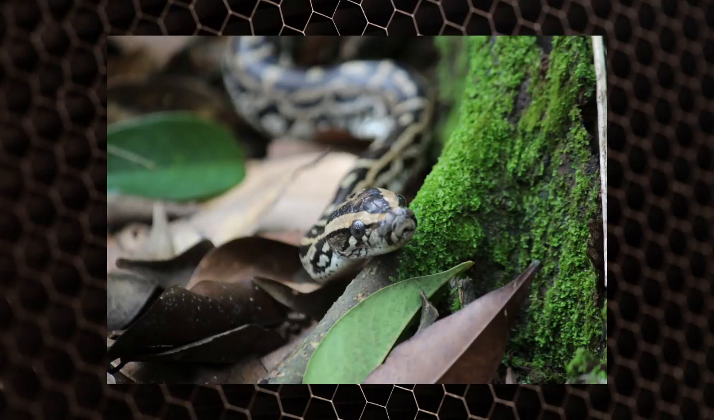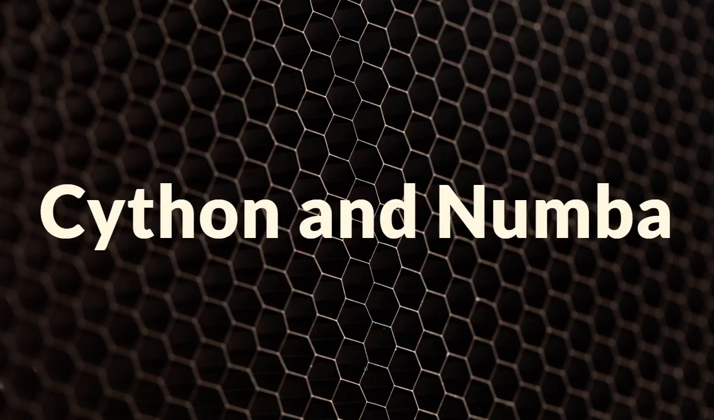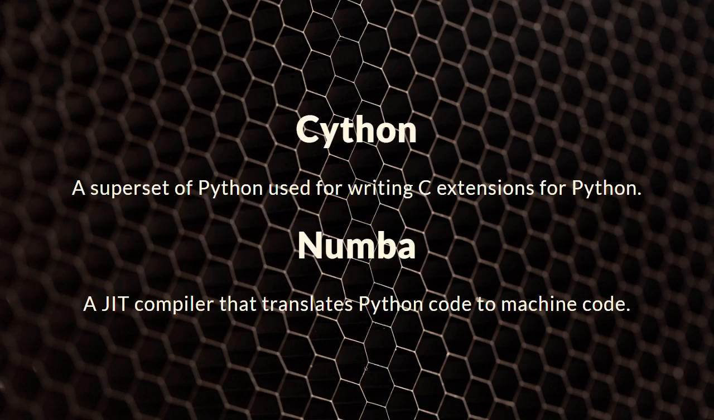Today we'll be focusing on Cython and Numba libraries to speed up computing tasks. Let's begin by understanding what Cython and Numba are. Cython is a programming language that is a superset of Python. It is used for writing C extensions for Python and helps in making Python code run faster by converting it to C code. Numba, on the other hand, is a just-in-time (JIT) compiler for Python that translates Python code to machine code during runtime, which helps in speeding up numerical computations.